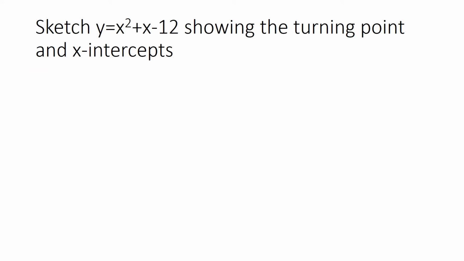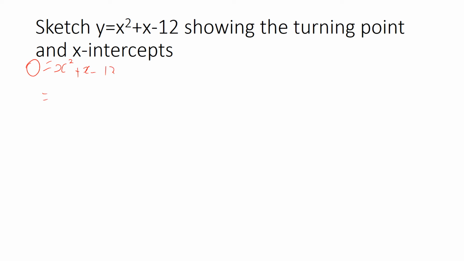Okay, last example, we need to sketch x squared plus x minus 12, showing the turning point and the x-intercepts only this time. So this time we're not being asked for the y-intercept as well. We still do this the exact same way. So we're finding the x-intercepts first. So we set y is equal to 0. We'll get 0 is equal to x squared plus x minus 12.